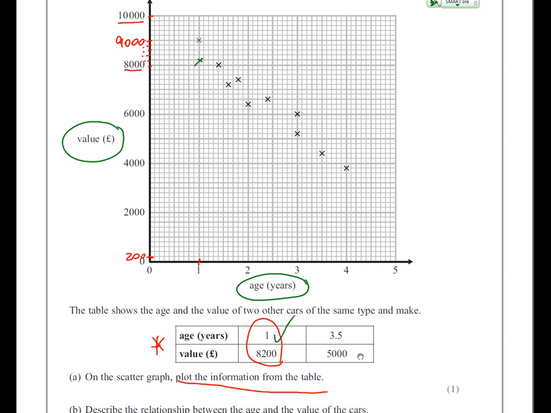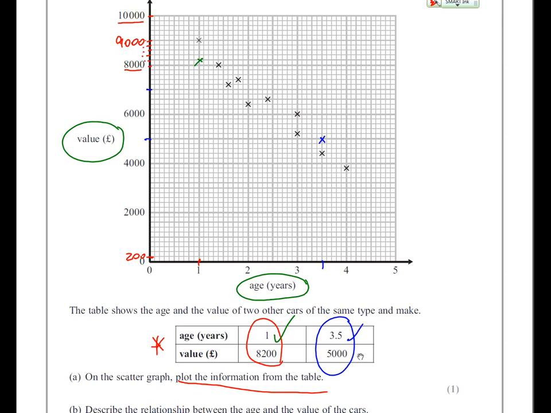Okay, next one, 3.5 years and £5,000. So 3.5 is here and 5,000 is between 4,000 and 6,000. So we plot it there. Okay, done. Describe the relationship between the age and values of cars.